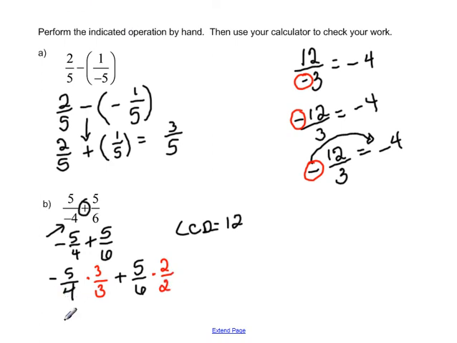Okay? So that's going to give us some changed fractions now. They're going to have the same denominator, negative 15/12 plus 10/12. And now that we have the common denominator, we know that the denominator stays the same. There's the 12. And negative 15 plus 10, well, since the signs are different, we take their difference, which is 5. And the sign of the one with the larger absolute value is the negative 15. So my final answer will be negative 5 over 12.